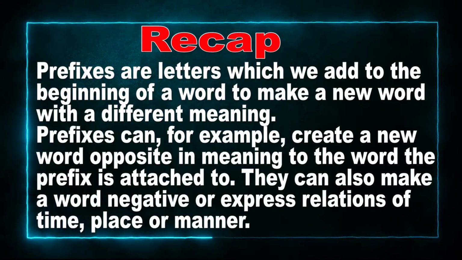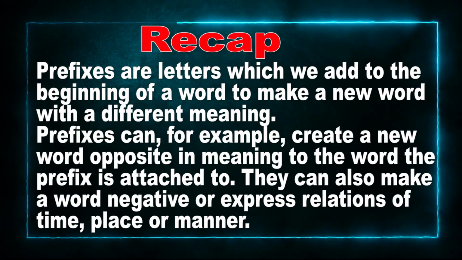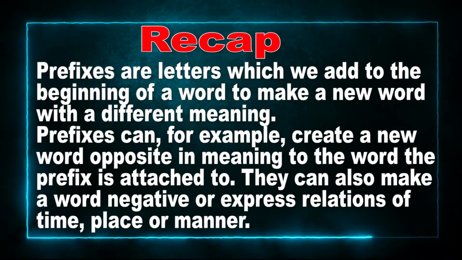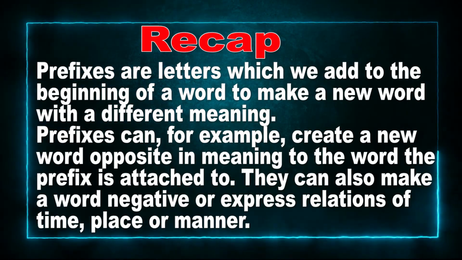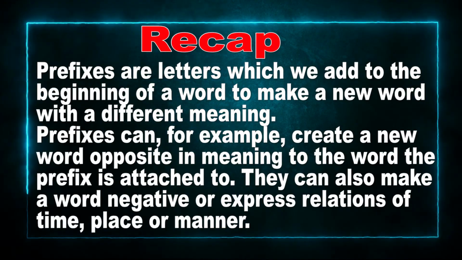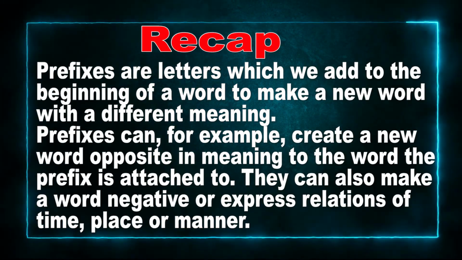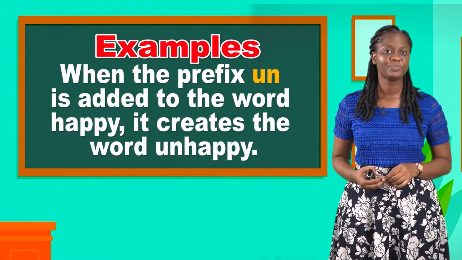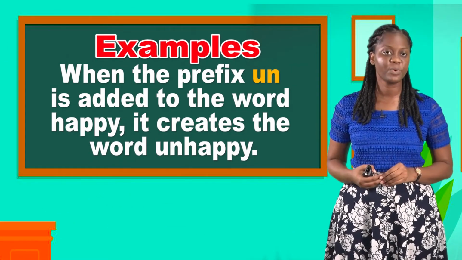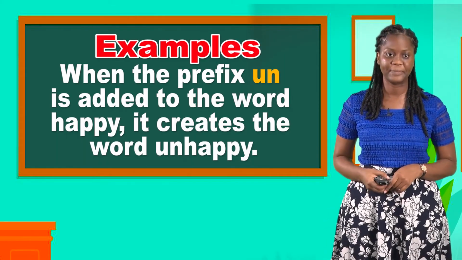So boys and girls, I'm sure that you now have a clearer understanding of prefixes, their meanings, and their correct usage. But before we go, let's recap today's lesson. Prefixes are letters which we add to the beginning of a word to make a new word with a different meaning. Prefixes can, for example, create a new word opposite in meaning to the word the prefix is attached to. They can also make a word negative or express relations of time, place, or manner. For example, when the prefix un is added to the word happy, it creates the word unhappy.